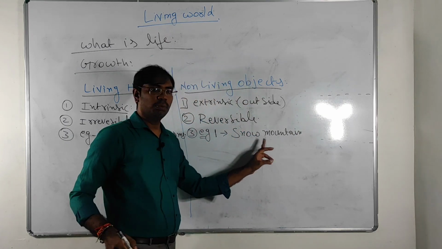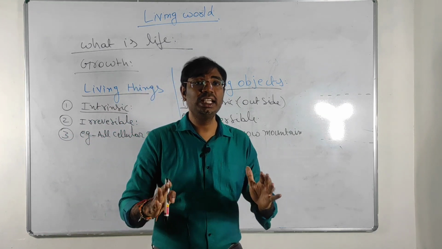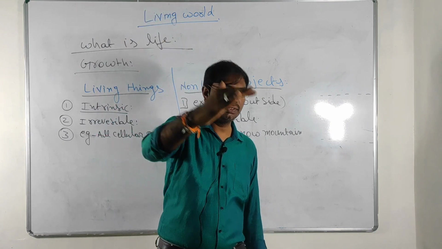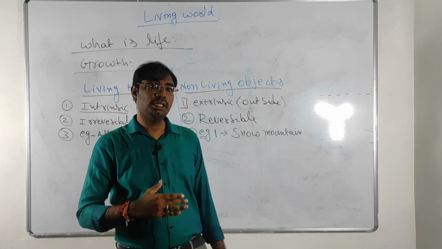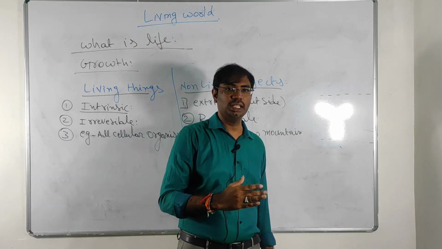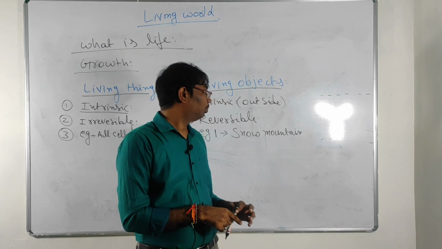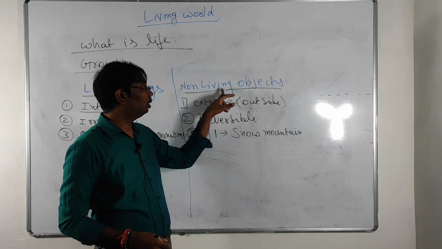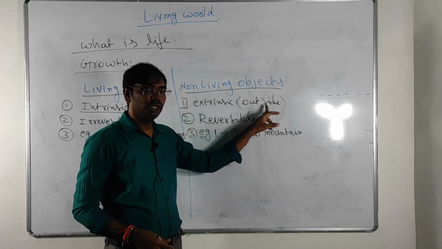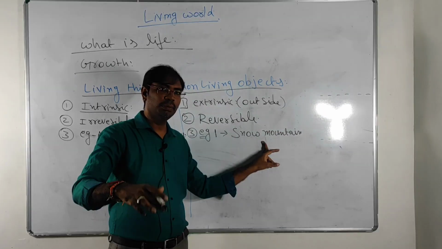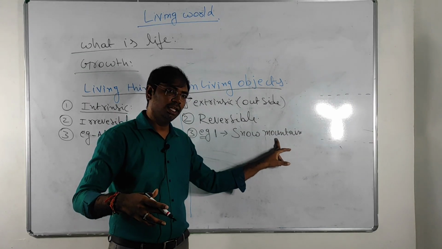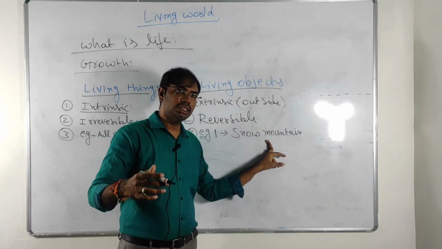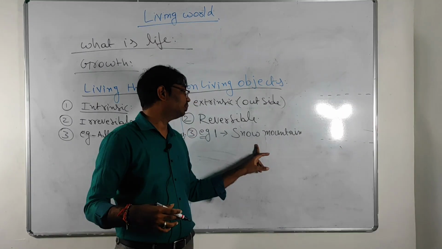The snow mountain's size will increase during the winter. During the summer the Himalaya's size will decrease. During the winter and the rainy season the Himalaya's size will increase. So the snow mountain is an example of growth in non-living objects. The growth is from the outside. If rain falls on the Himalayas, it becomes snow and the size of the mountain increases. And it is reversible: during the summer season the size will decrease, and during the winter season the size will increase.